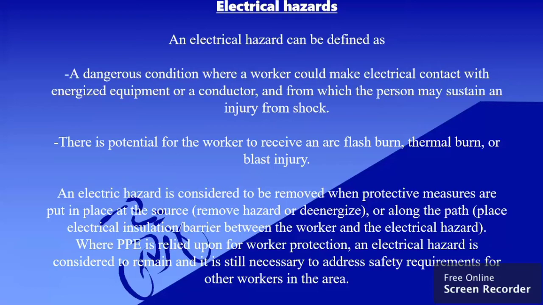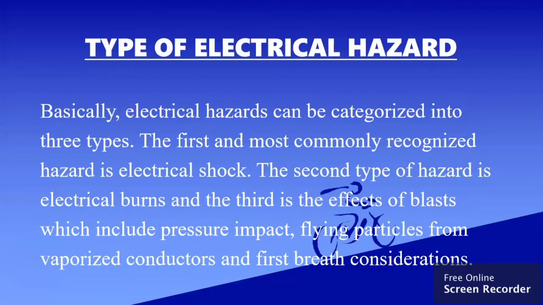An electrical hazard is considered to be removed when protective measures are put in place at the source. Remove the hazard or de-energize it, or place electrical insulation barrier along the path between the worker and the equipment. When PPE is relied upon for worker protection, the electrical hazard is considered to remain, and it is still necessary to address safety requirements for other workers in the area.